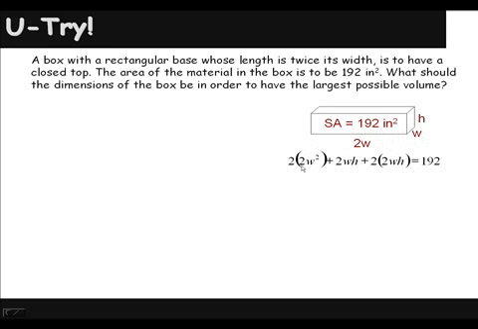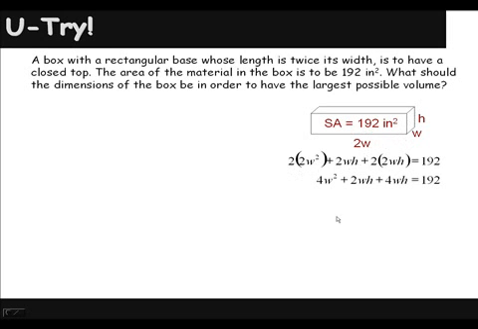Surface area is basically just add up all of the areas. So I have the bottom and the top, the area that would be 2w squared. I have 2 of those. I have the ends, one here and one on the left. That'd be wh. There's 2 of those, and then I have the front and the back. There's 2 of those. That has to equal 192.